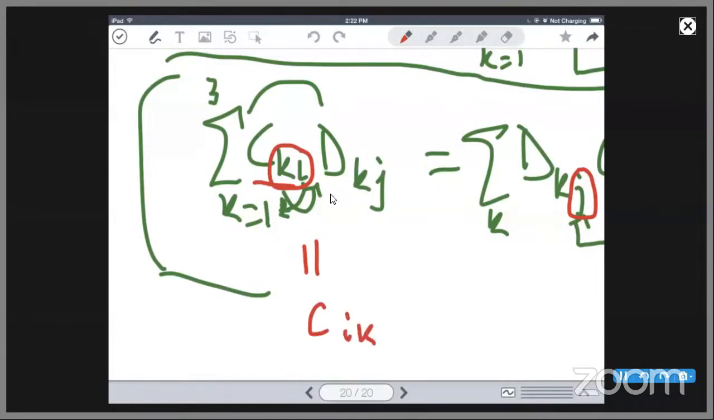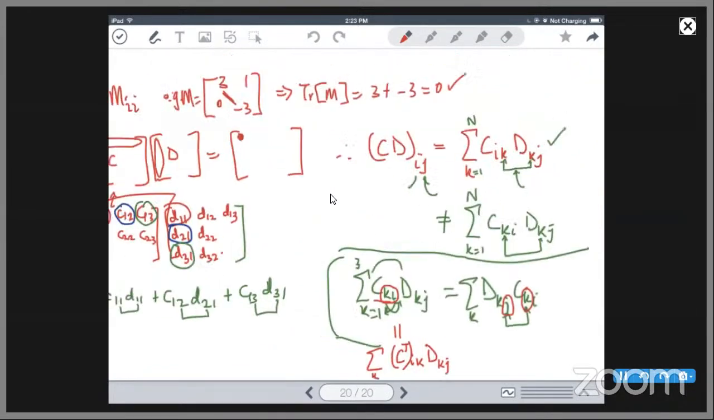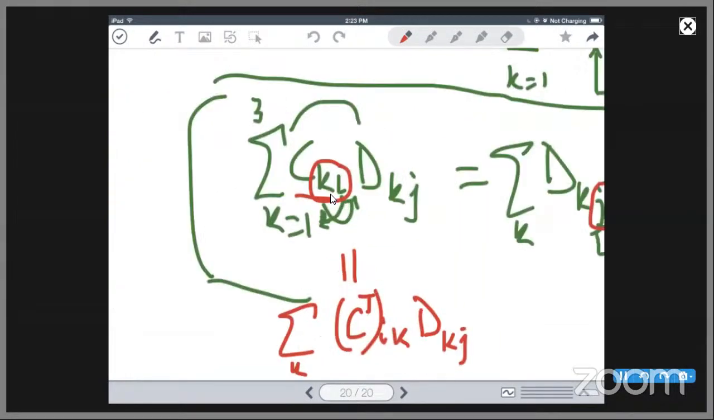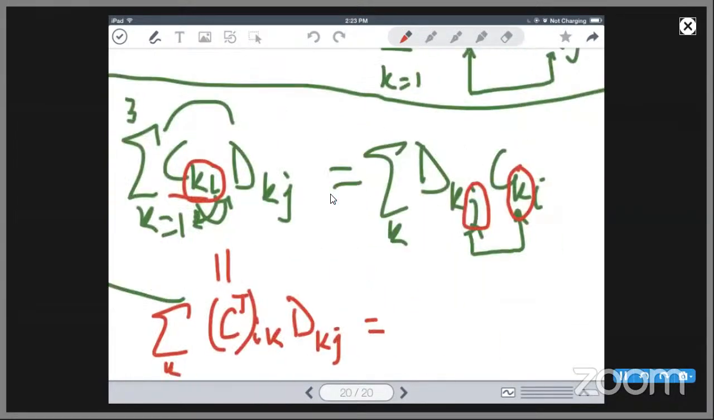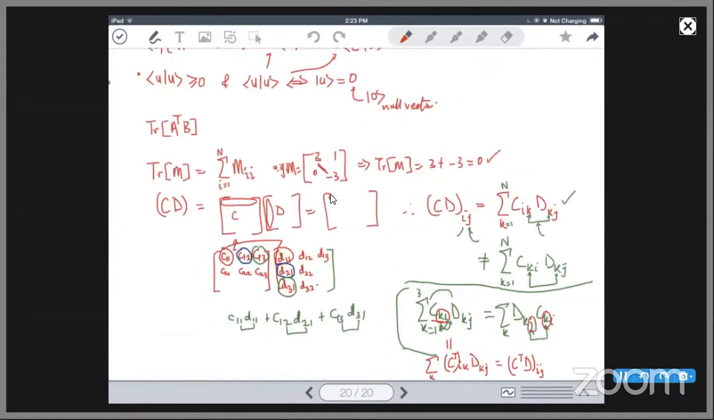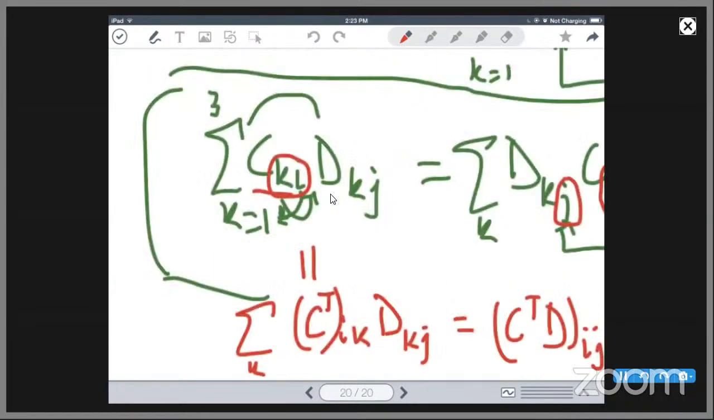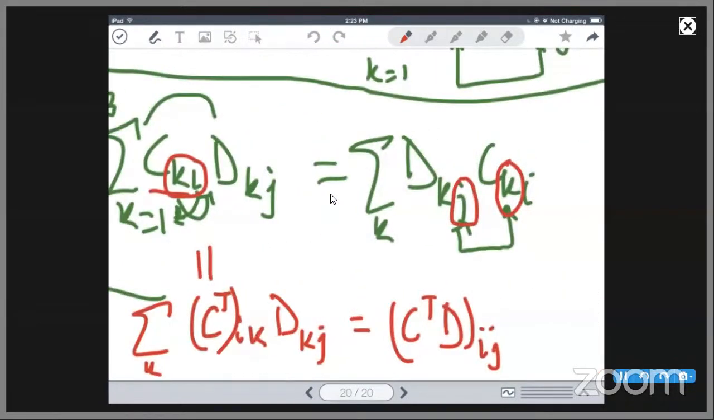Okay, but this is not the same matrix. This is C transpose, and I write the IK element of C transpose. And then I have DKJ also, and I keep the sum. This new matrix, which I call C transpose, I'll tell you what it is just now. So this will give you C transpose D, element IJ of it. Oops, sorry. I think I'm switching too fast.